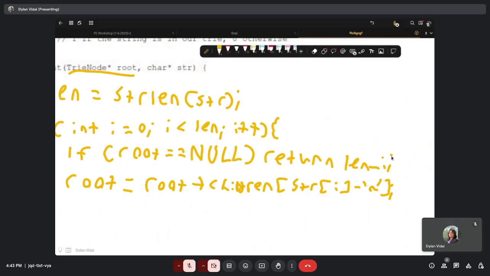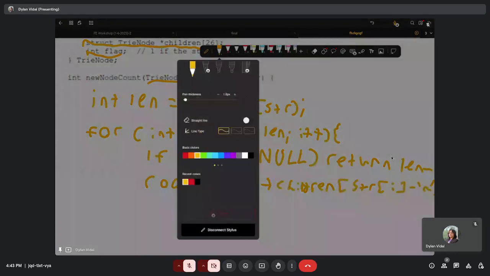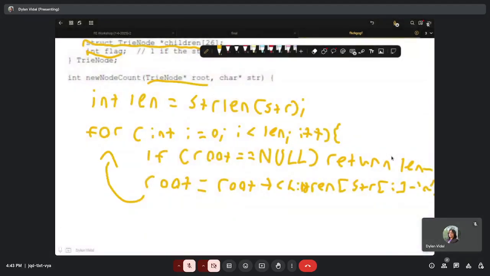And now what's happening is the root is moving forward and traversing forward. And then the next iteration that we go up here, we go to the next letter and see if the root is null, then we return the number of nodes we have to make still. And we kind of keep going. So we could end that.